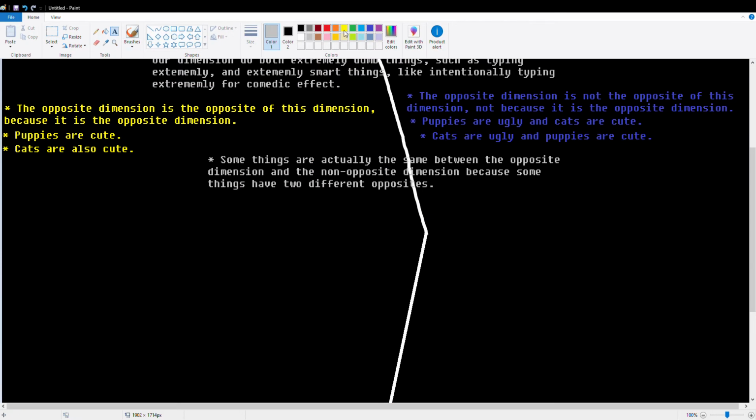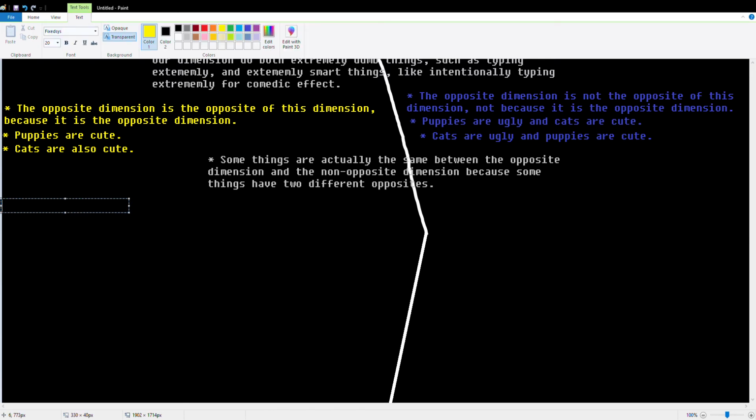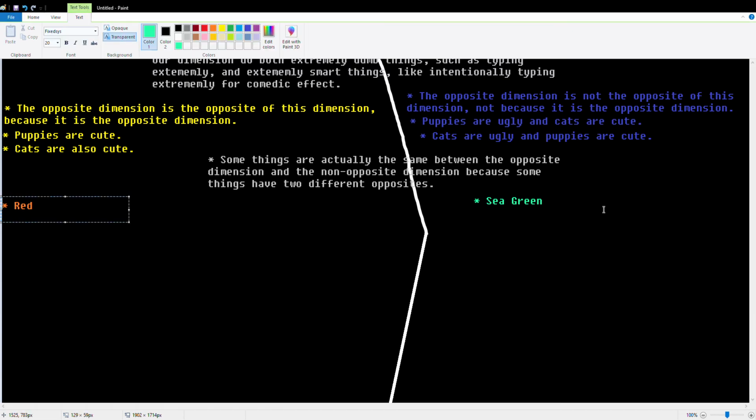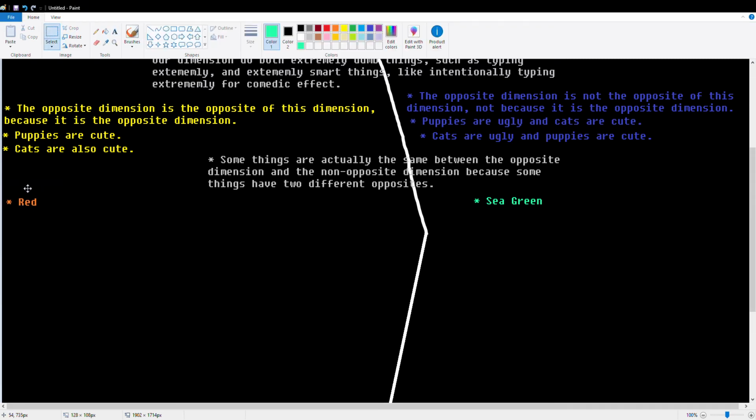Now, in our dimension, we have red. We have red in our dimension, okay? So since we have red in our dimension, that means that the opposite dimension has sea green. Now our dimension has red and the opposite dimension has sea green. But our dimension also has sea green, and the opposite dimension, I wouldn't doubt that it has red as well. So what's up with this?